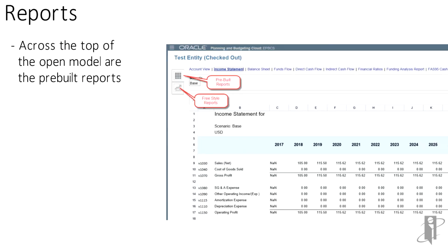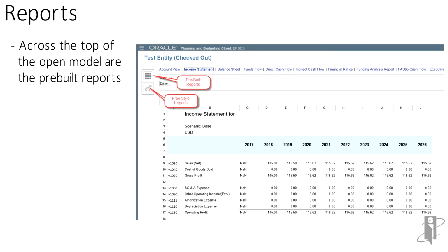So, leaving the account view, if you notice across the top, there is a list of different reports. This will start off with all the pre-built reports: income statement, balance sheet, funds flow, etc.